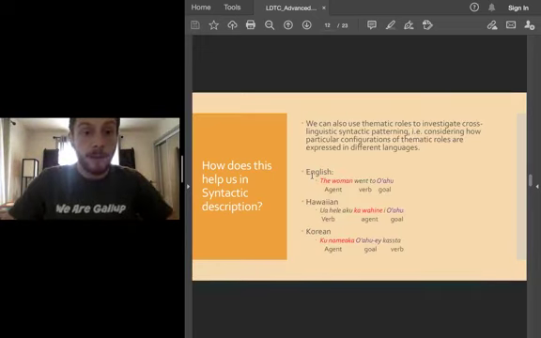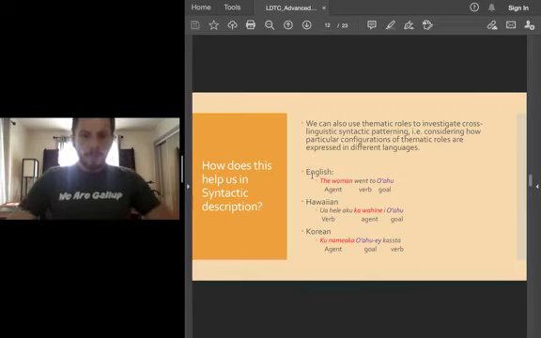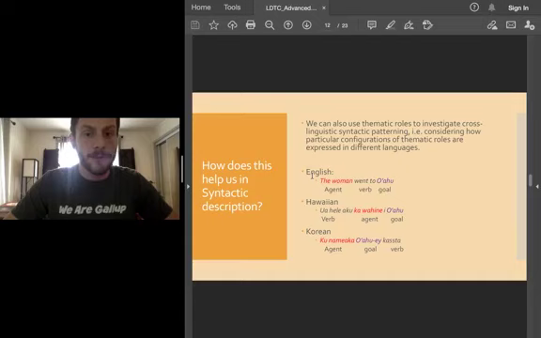We can also use thematic roles to do basic investigation into cross-linguistic comparison of syntactic patternings. Essentially, we can use thematic roles to compare how different the word orders are in different languages, basically by comparing particular configurations of thematic roles and seeing how they're expressed in different languages. So again, we have examples from 3 languages here, English and Hawaiian, of course, and then also Korean.